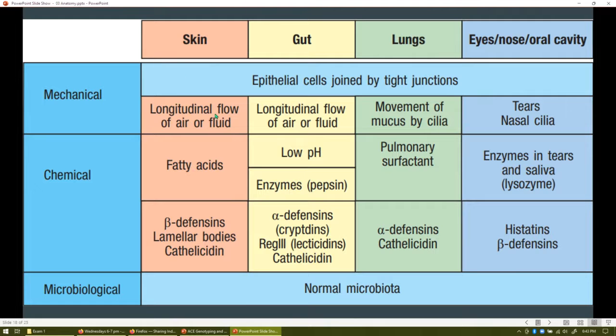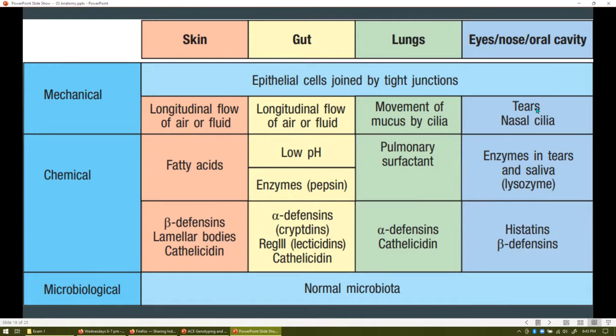In the skin, you have longitudinal flow of air and/or fluids, depending on if you're swimming. Your skin is actually set up so that air flows in a certain way past it. In the gut, you have longitudinal flow of air or fluid, right? You have peristalsis propelling all of the gut contents out of the gut and into the feces. In the lungs, you have the movement of mucus by cilia, and so your lung cells actually contain cilia that sort of scoop mucus out toward your mouth and away from the lungs. Hopefully, that mucus has captured any pathogens that were hoping for a free ride into the alveoli.